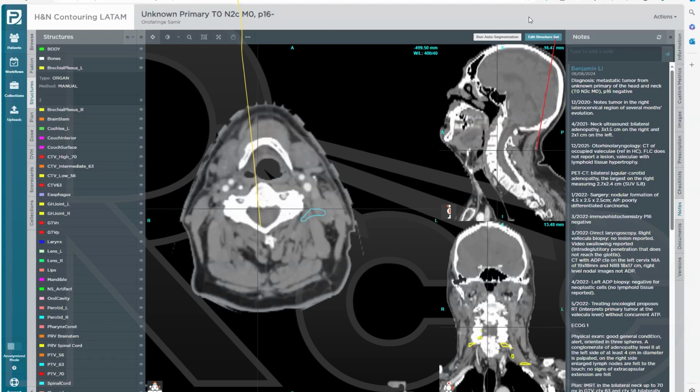But I don't ever underdose my gross disease. I still treat it to 70 gray. And I don't underdose to keep the brachial plexus under 66 gray, for example. Ideally, I like to keep the point dose to the brachial plexus less than 66 gray if possible. But if not possible, at least I'd like to keep any hot spots outside of the brachial plexus.